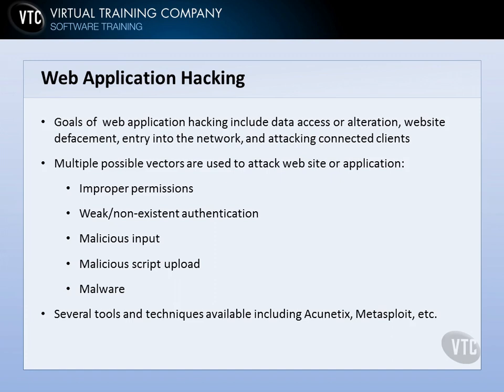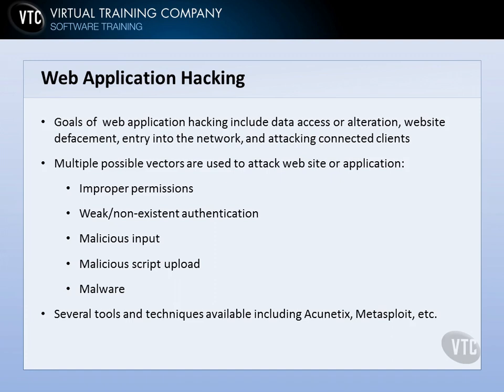Now, there are multiple possible vectors that you could use to attack a website or a web application. This is not all inclusive, of course, but things like improper permissions set on directories and files, where anyone could look at those directories or read those files or even execute things in those directories. You also might take advantage of weak or non-existent authentication. Sometimes basic authentication is used where there's a plain text password. Sometimes the authentication is not configured properly. There's also malicious input, and this is typically in the form of input validation issues or parameter issues.